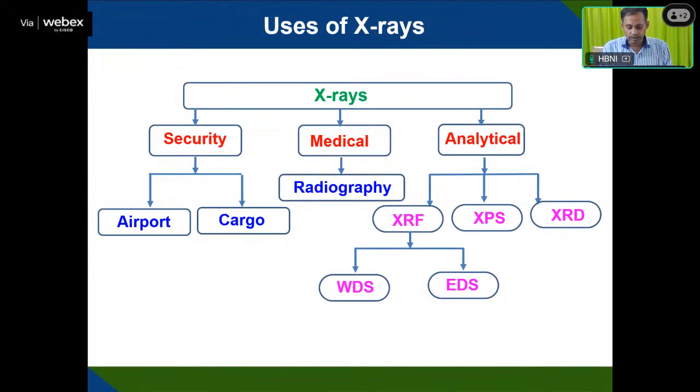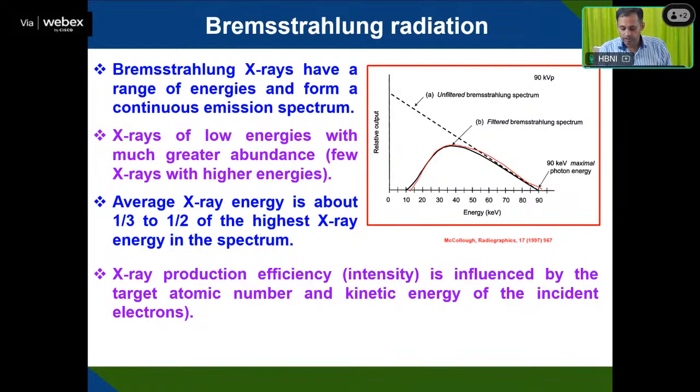So if you see that here, you can see that the background radiation is mostly from 10 to 90 kV in that region. You'll see the X-rays of low energy with much greater abundance. You'll be able to see that in this case.